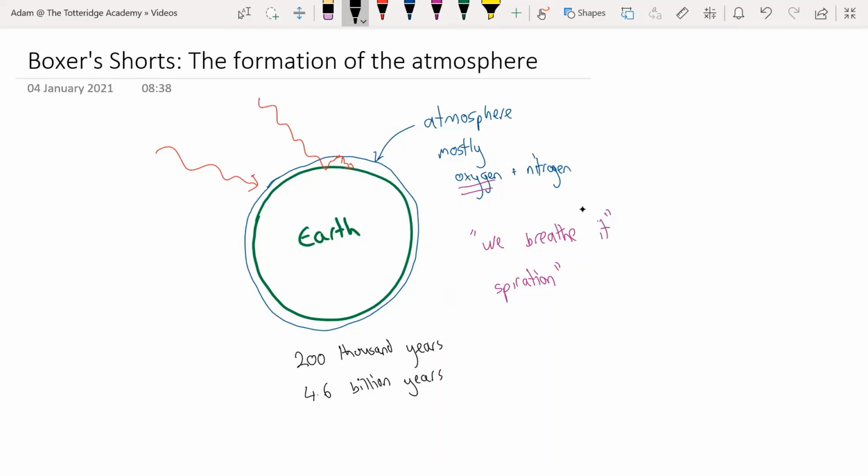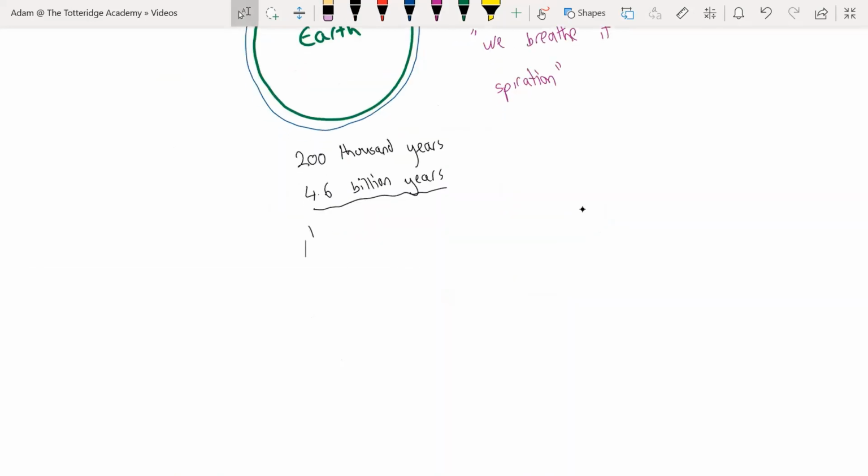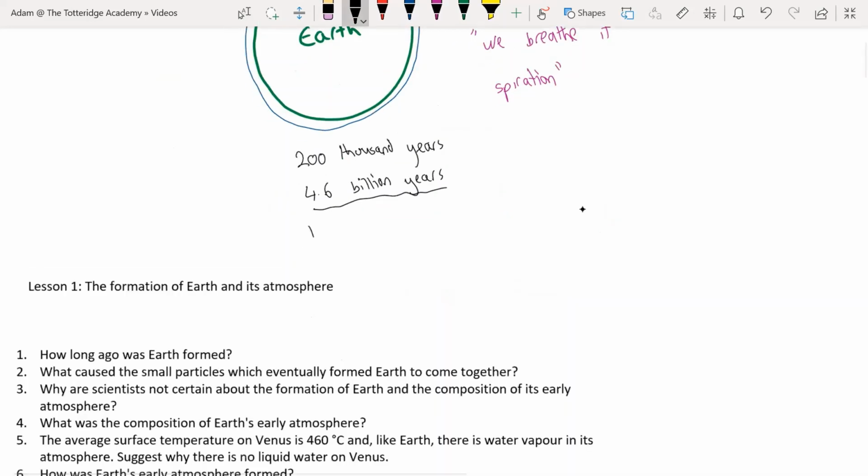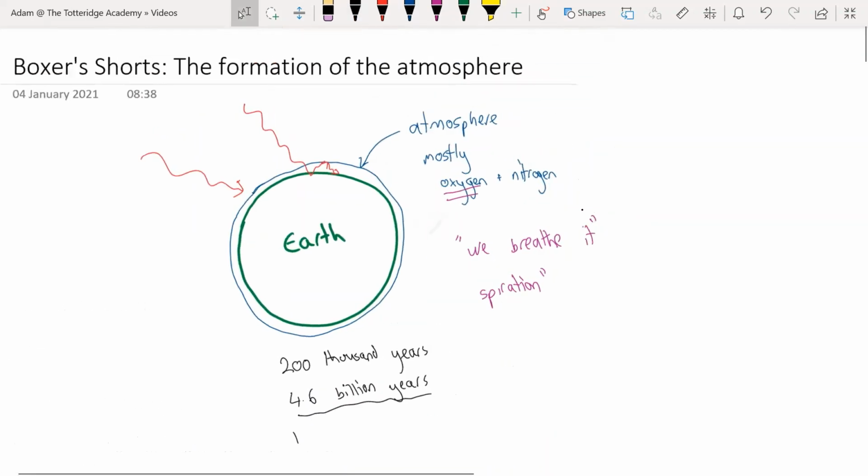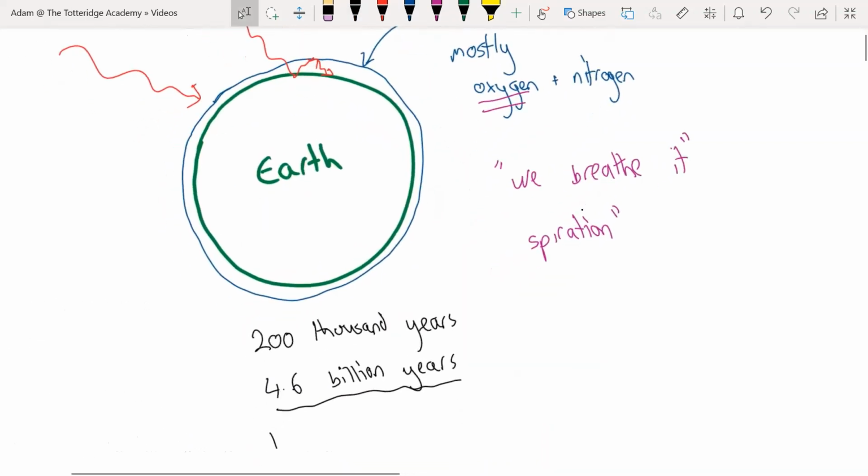The atmosphere has been around for about that long. It starts getting produced as soon as the Earth is formed. The Big Bang, which is when it all started, why did it do that? I'll never know. The Big Bang, which is where it all started, was about 13 and a half billion years ago.